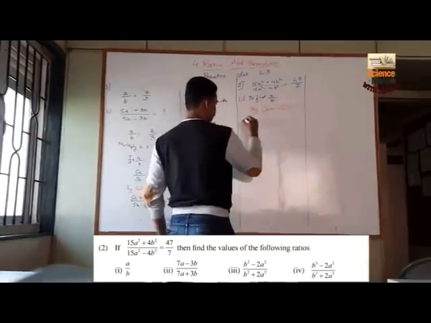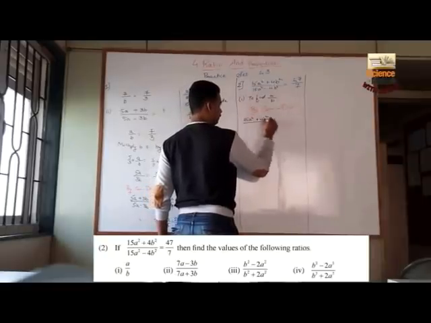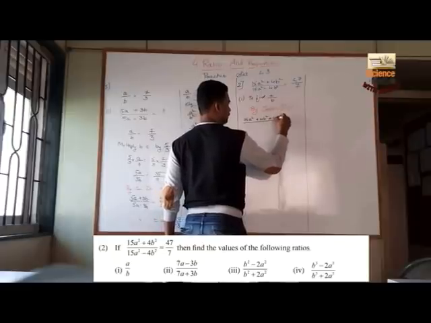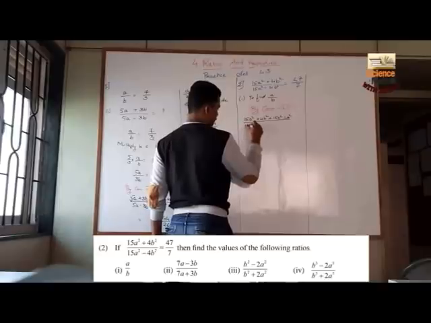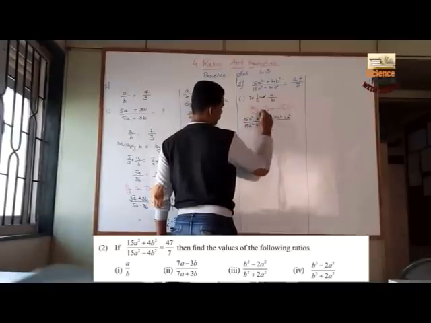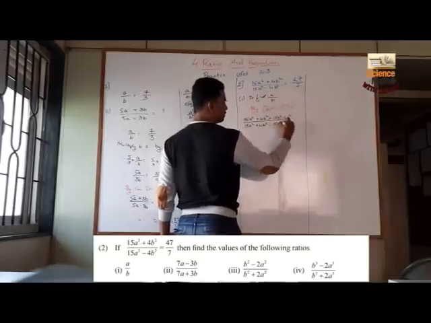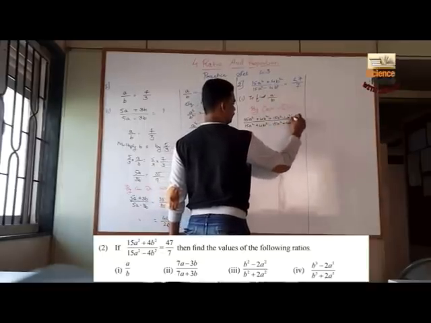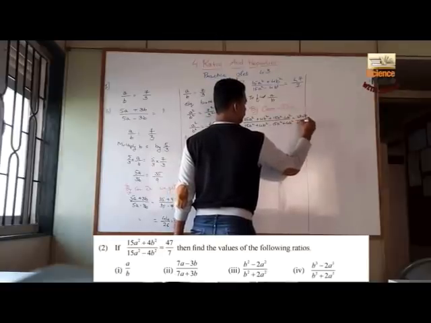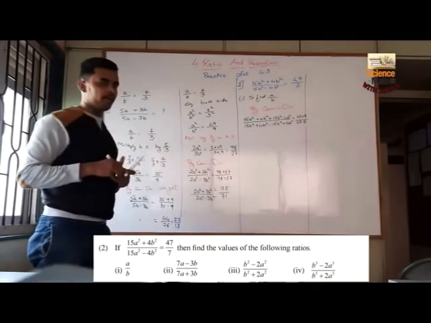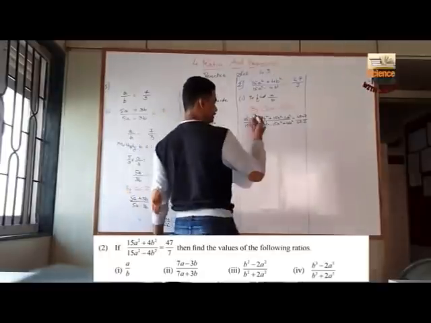I will get (15a square plus 4b square plus 15a square minus 4b square) divided by (15a square plus 4b square minus 15a square plus 4b square) is equal to (47 plus 7) divided by (47 minus 7). Here I have the componendo and dividendo, and if you observe, I can cancel some terms in this.